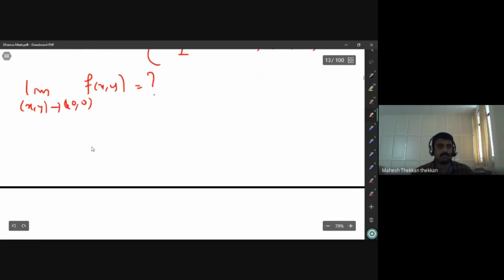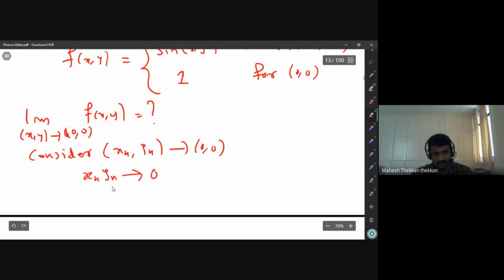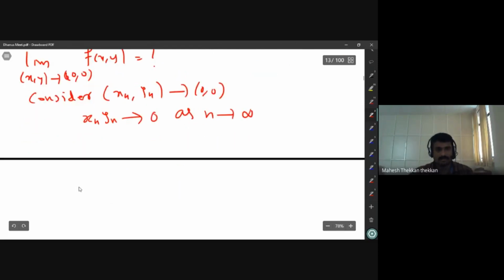Okay, so I consider some arbitrary sequence (xn, yn) which converges to (0, 0). If (xn, yn) converges to (0, 0), what happens to xn times yn? This also converges to 0 as n tends to infinity. Now I may call this xn times yn as some zn. So you just call zn is xn yn. I know this zn converges to 0.